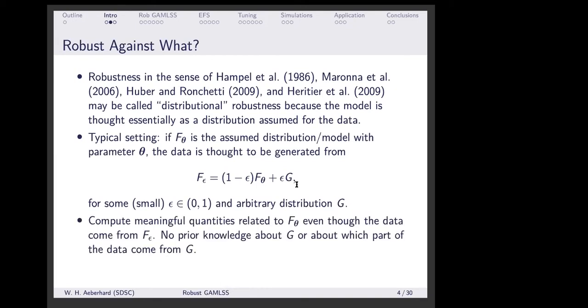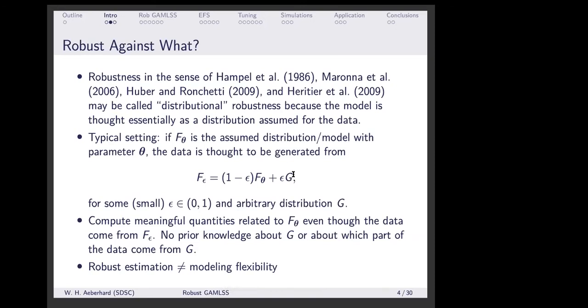Here today, we would assume that f theta is really the central model. It is assumed good enough for the majority of the data. What we really want to do is compute quantities under that model that remain meaningful, even though there may be a small proportion of the data that comes from some arbitrary distribution G. Now, no prior knowledge is required about G. And also, we don't need to know which data points may come from G. In fact, the robust method can be used as a diagnostic tool to know which data points may be different from the others in terms of their data generating process.